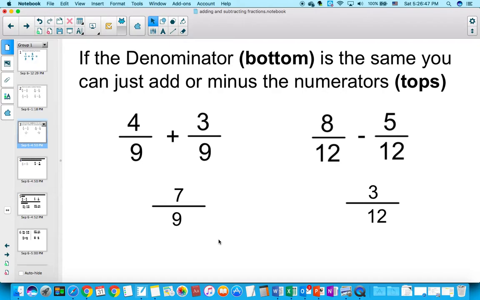Now, are we done, though? In this one, are we done? Now, this is an instance of where a lot of students will make mistakes. Yeah, you're right. It is 3 over 12. But you can simplify. So always check your fractions.